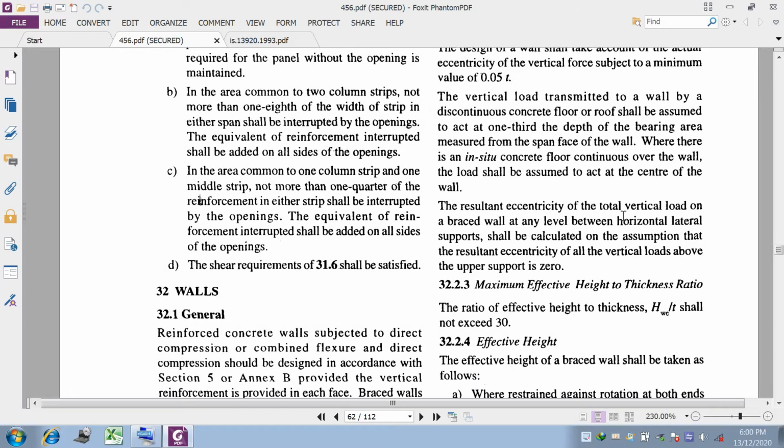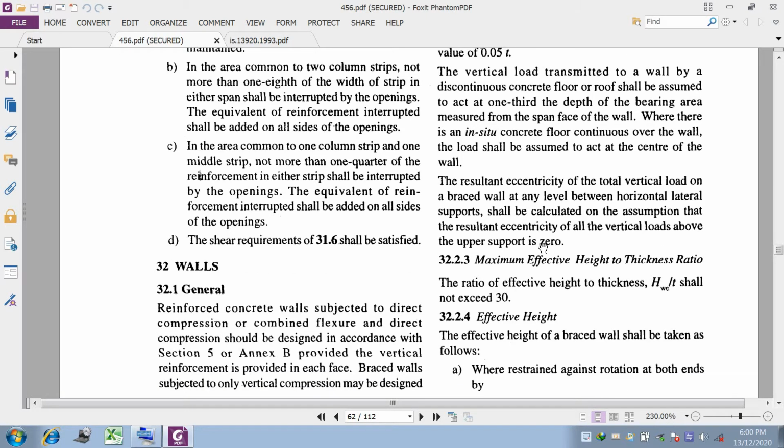Then the resultant eccentricity of the total vertical load on the braced wall at any level between the horizontal supports shall be calculated on the assumption that the resultant eccentricity of all the vertical load above the upper support is 0.